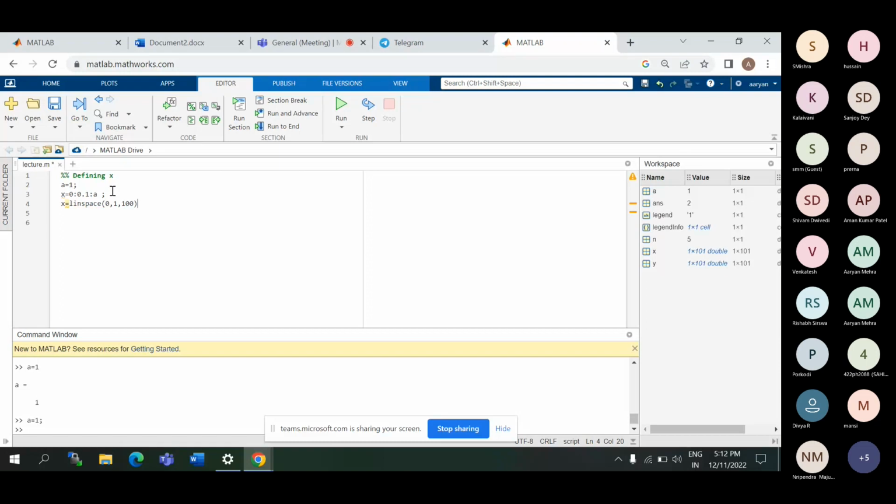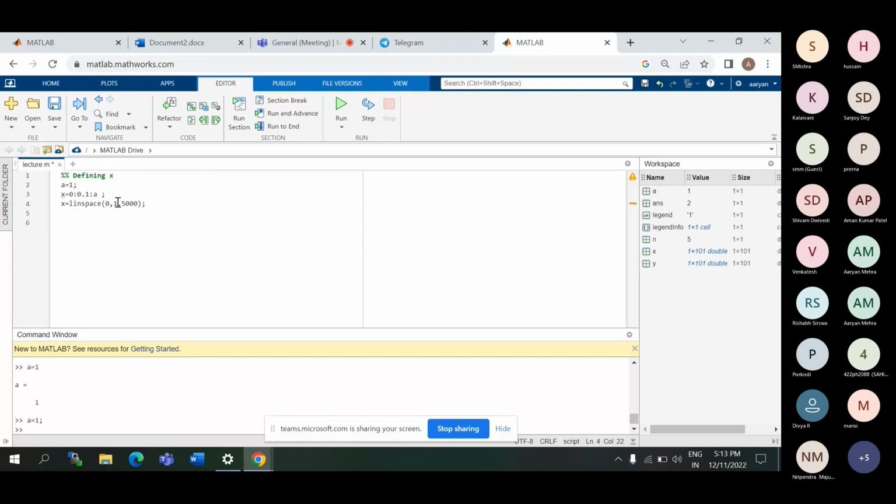So 0 to 1, 0 to 1 in 100 steps. So my x will run from 0 to 1 in the 100 steps. I can make these steps as any number as I want. I can say 1000, or I can say in 5000 steps. In 5000 steps it will divide 0 to 1 in 5000 steps, and it will go from 0 to 1 in 5000 steps, right?